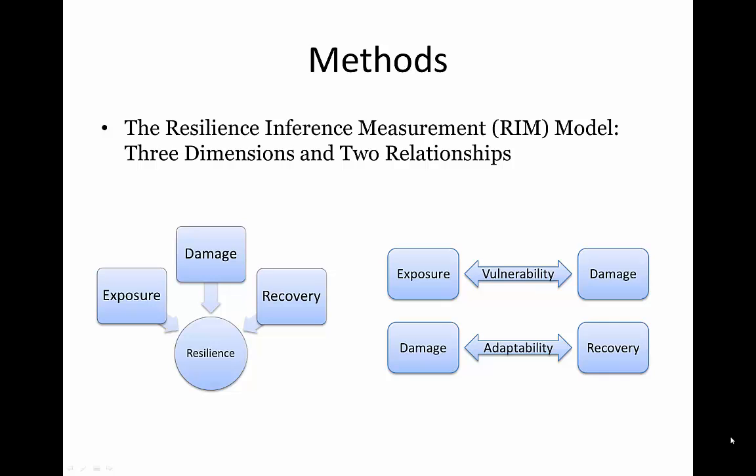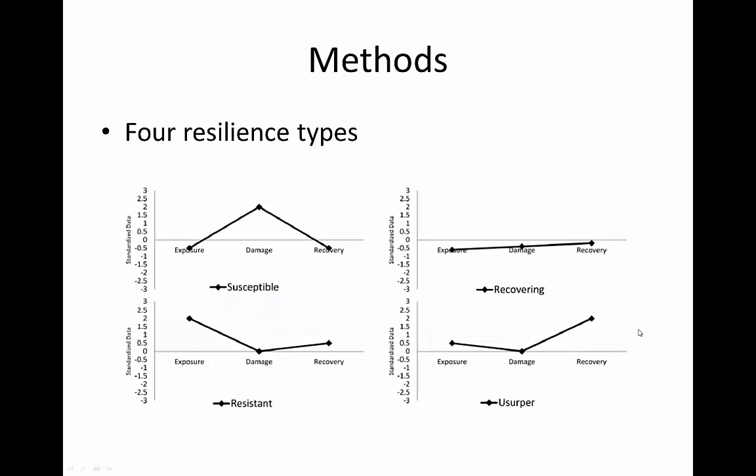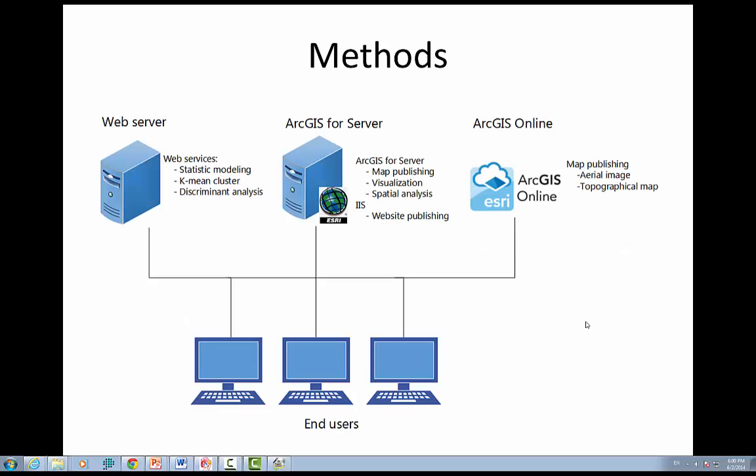If a community has high exposure to a hazard but sustains low damage, then the community is considered to have low vulnerability. Similarly, if a community sustains high damage but recovers quickly, for example, return of population, then the community is considered to have high adaptability. Resilience is measured according to the 2 capacities. A high vulnerability over adaptability ratio is considered low resilience, whereas a low vulnerability over adaptability ratio is considered high resilience.